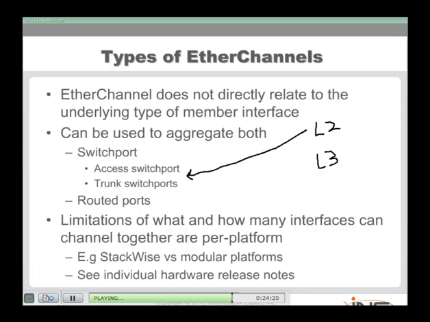Another great option for EtherChanneling is to go ahead and EtherChannel together your routed ports. So we can take layer 3 routed ports on the switches and we can bundle those together for one big aggregated router port on one of these multilayer switches.